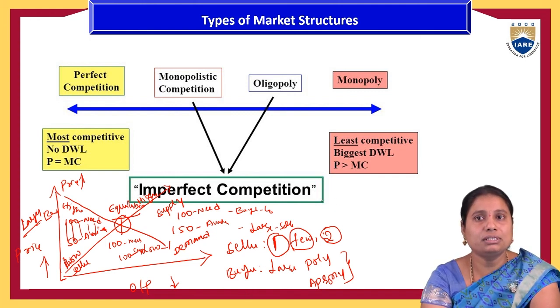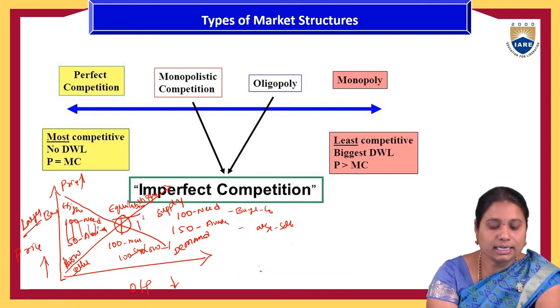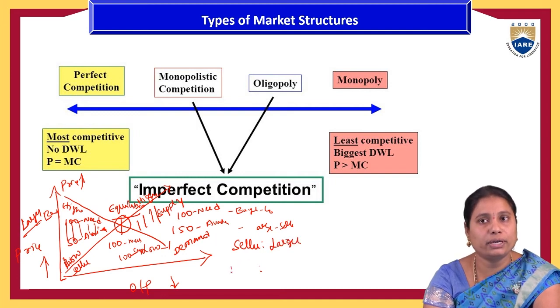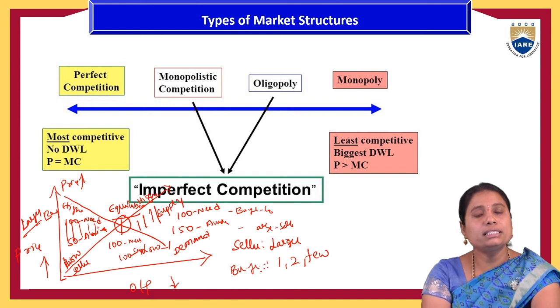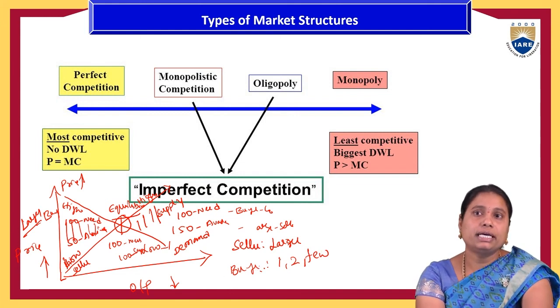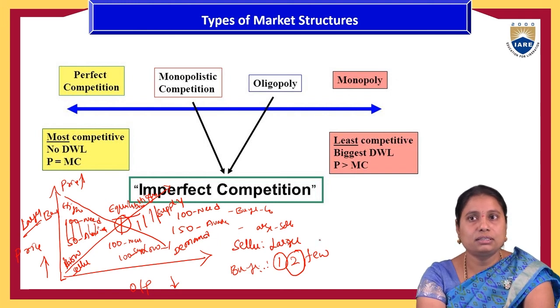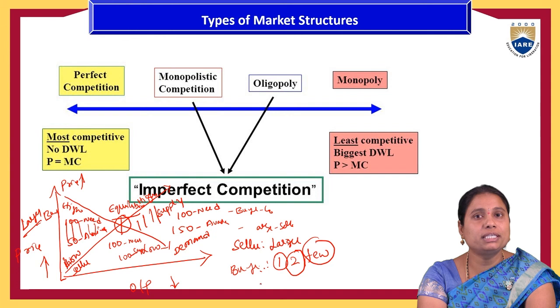If the case reverses, that is, the sellers are larger in number, like in the case of agricultural products, and the buyers are maybe one, two or few, here also imperfect competition is there. That is monopsony: single buyer, larger number of sellers. Duopsony: two buyers, larger number of sellers. Few is oligopsony: few buyers, larger number of sellers.